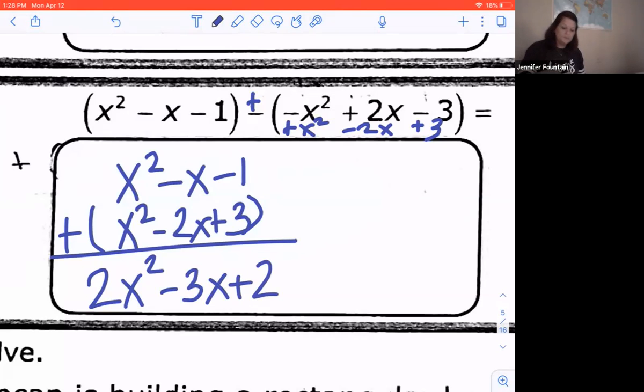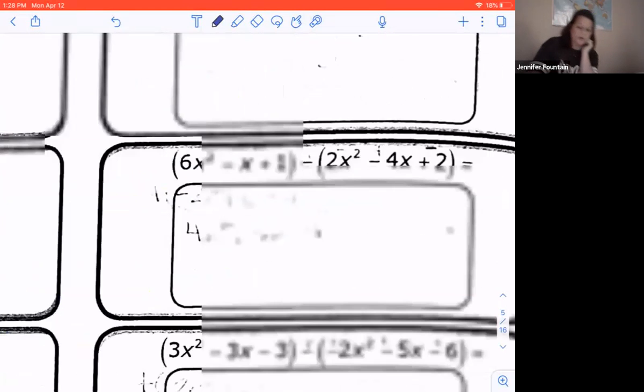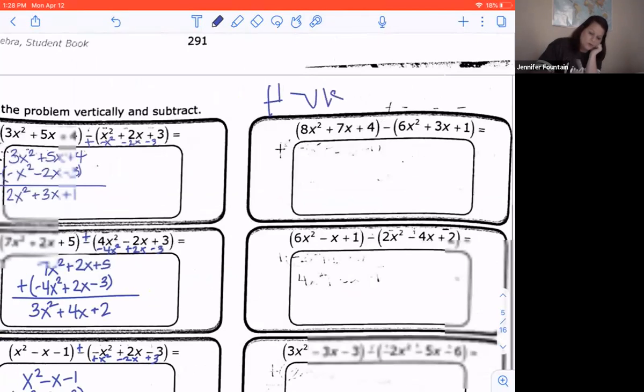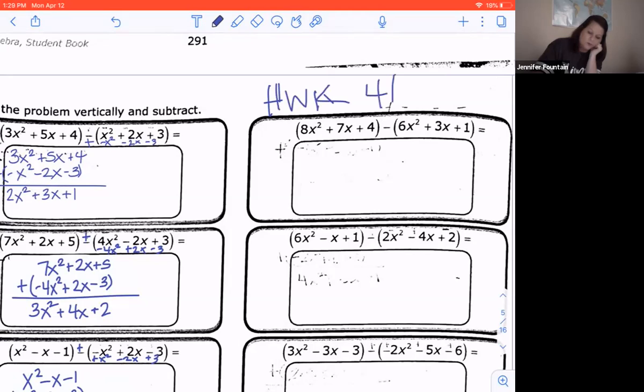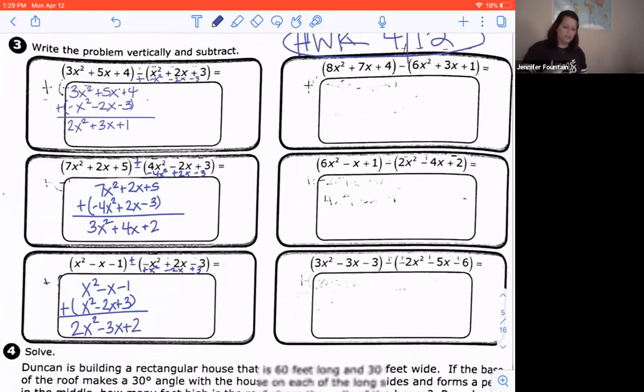Okay. So now what we're going to do is the right-hand 3 will be homework. So this will be homework. For 4, what's today, the 12th? Okay, homework 4-12 will be subtracting those three problems. Remember, rewrite it by adding the opposite. Okay? So that'll be homework, page 292.